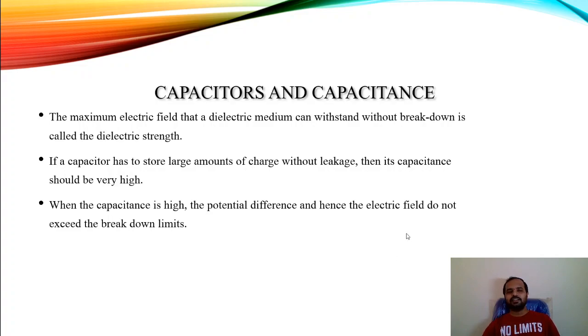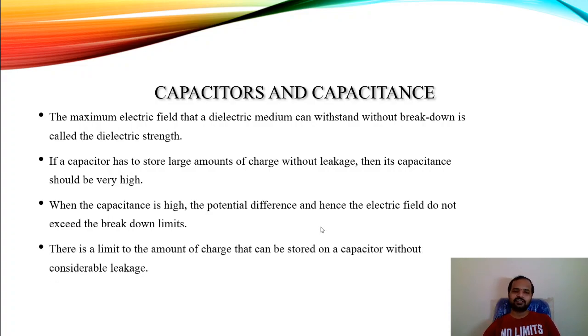It's an obvious thing that when the capacitance is high, we don't require a very high potential difference in order to store the charges. So when we maintain the capacitance high, and the potential difference is usually maintained at a very low level, in such cases as well we can store more charges in the capacitor. Knowing all these points, we can say that there is a limit to the amount of charge that can be stored on a capacitor without considerable leakage.